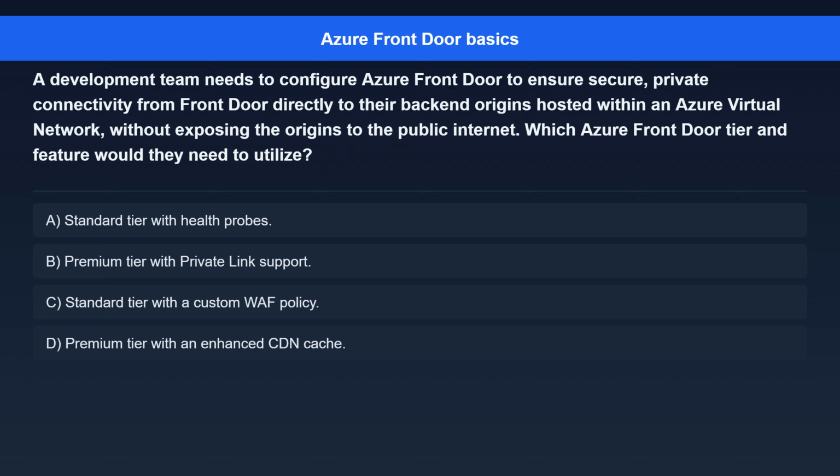Option A, Standard tier with health probes. Option B, Premium tier with private link support. Option C, Standard tier with a custom WAF policy. Option D, Premium tier with an enhanced CDN cache.